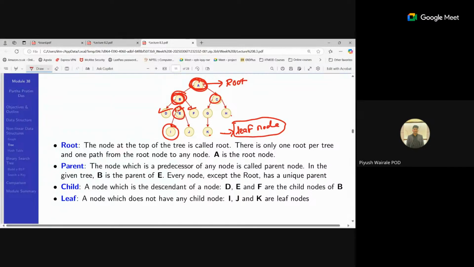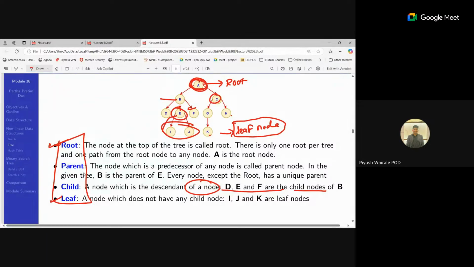And what are the children nodes? If we consider B as a parent, then children of B will be D, E, F, right? So a node which is a descendant of a node is basically a child. So D, E, F are all the children of node B. Similarly, I, J are the children of this parent E. Okay, so this is the simple nomenclature of this tree. The main thing is root, leaf, and non-leaf node. I hope this is clear.